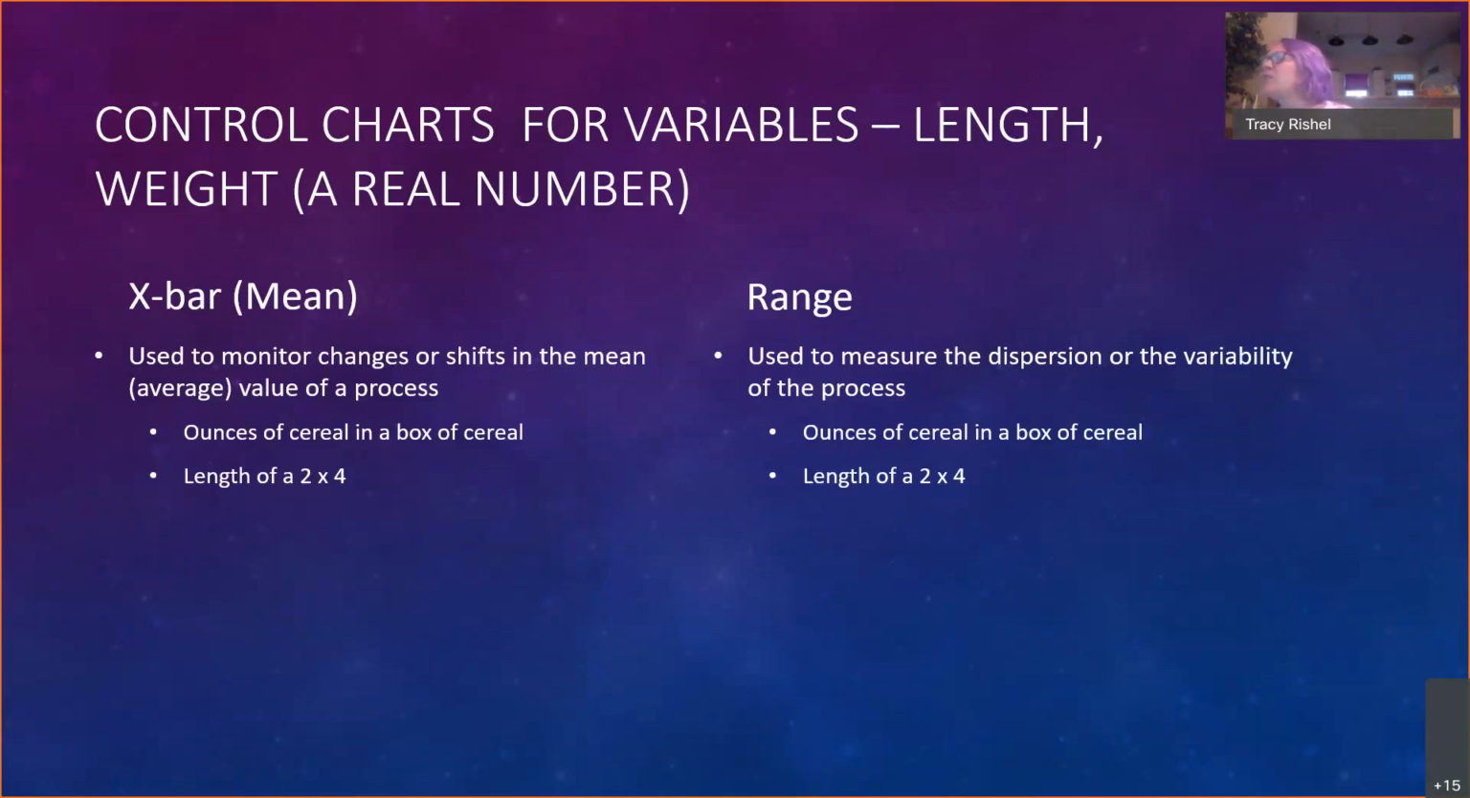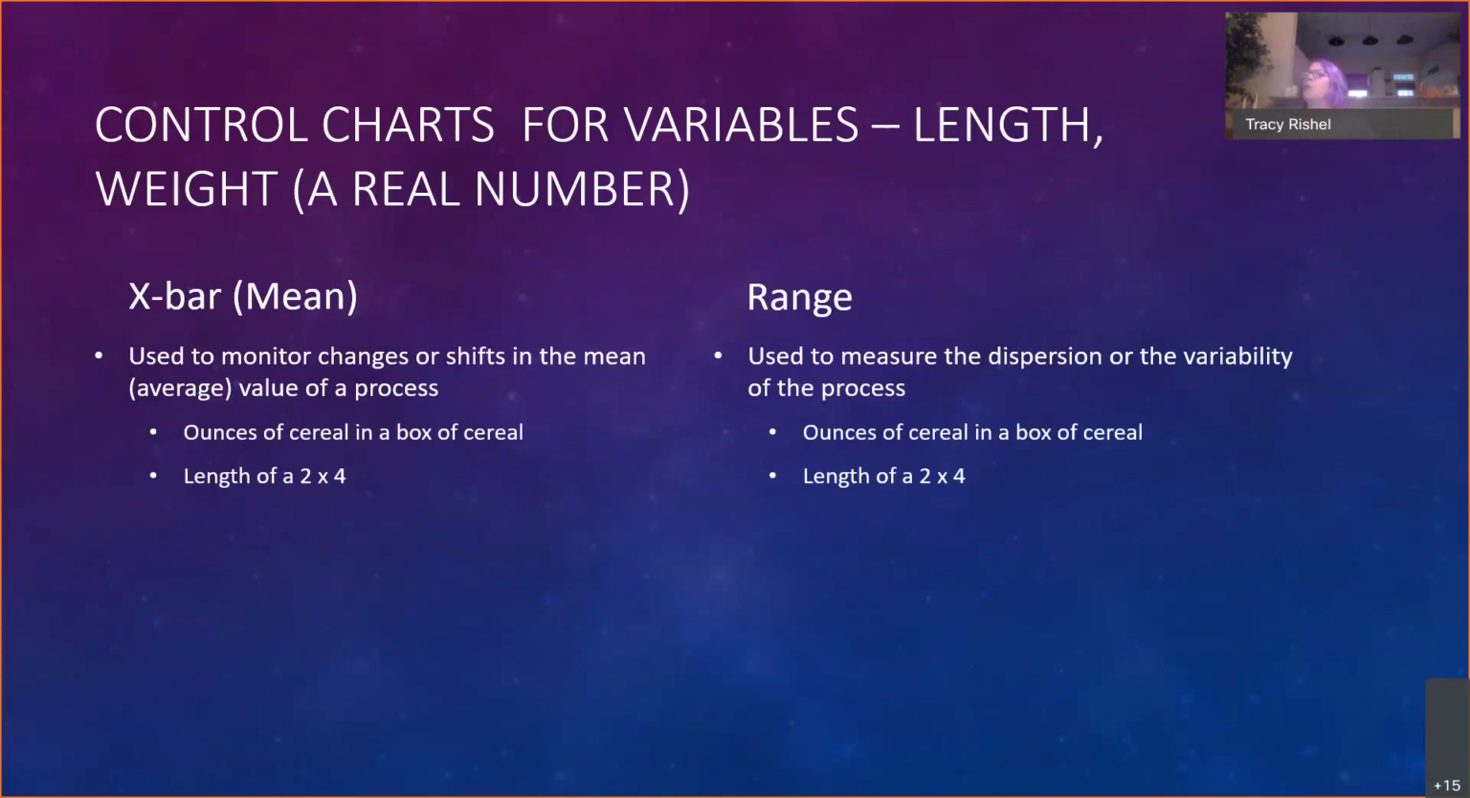The range is used to measure the dispersion or the variability of the process. So in case you don't remember, the range is the largest value minus the smallest value. And we're going to do that with those 10 boxes of cereal. So let's say one of them's 12.5 ounces. That says the range is a half an ounce. And we'll do that for those 10, and then we'll plot the average range.